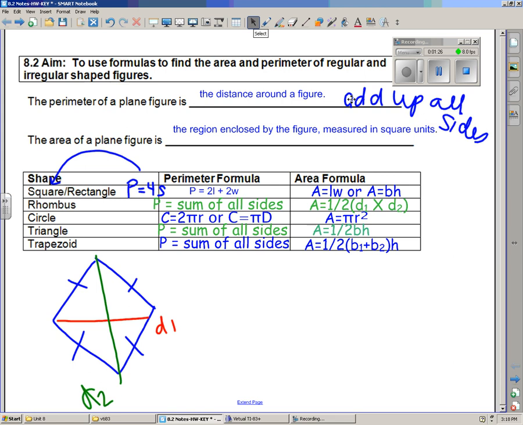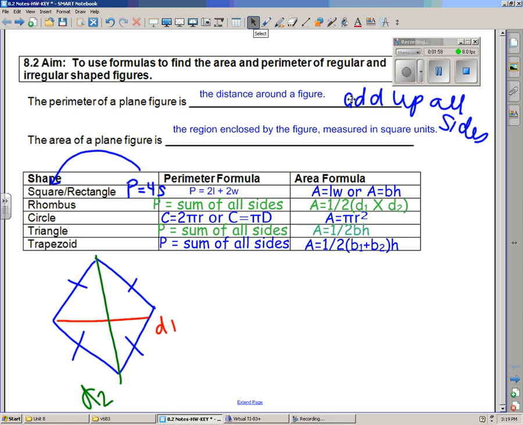Circle, we don't call it perimeter, we call it circumference. The circumference of a circle is 2 pi r, or pi d, r being the radius. Double the radius is just the diameter. The formula for the area of a circle is A equals pi r squared. Triangle, just add up all the sides. The area of a triangle is half the base times the height. For a trapezoid, the perimeter is the sum of all the sides, and the area is 1/2 the sum of the bases multiplied by the height.